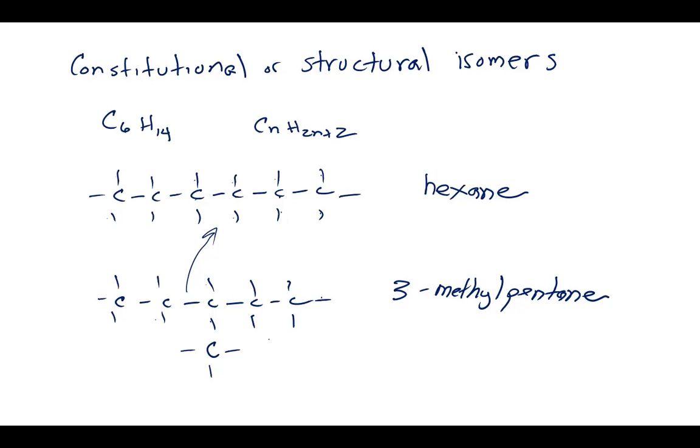Okay. So now we've got 3 isomers that we've done. We've done hexane, we've done 2-methylpentane, and we've done 3-methylpentane. Are there other ones? Can you think of some other ones that are possible? All right, well, we've run out of room on this side, so let's go to the next slide.